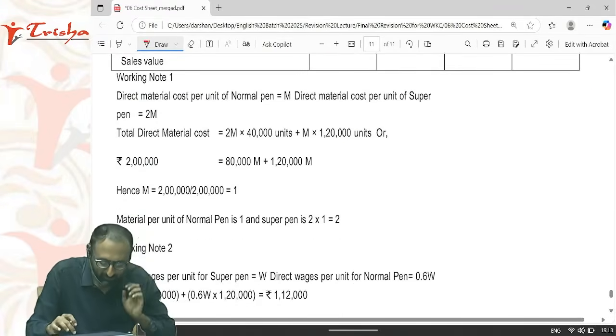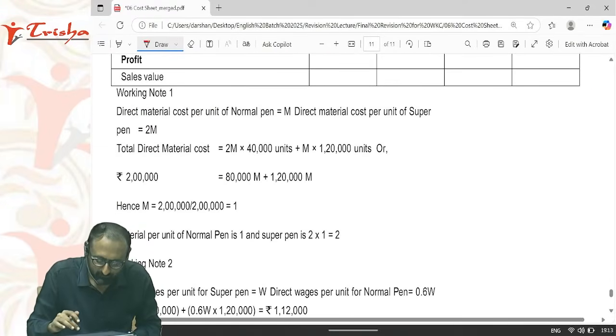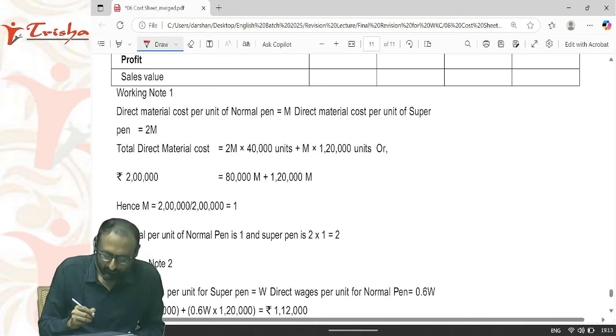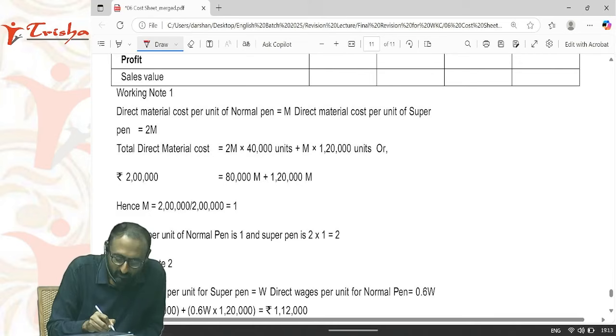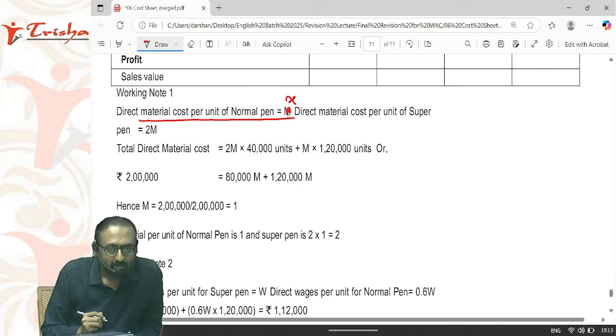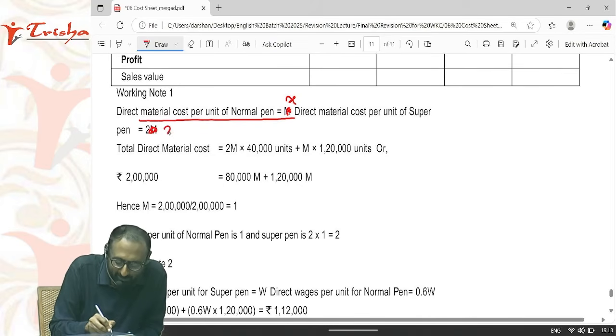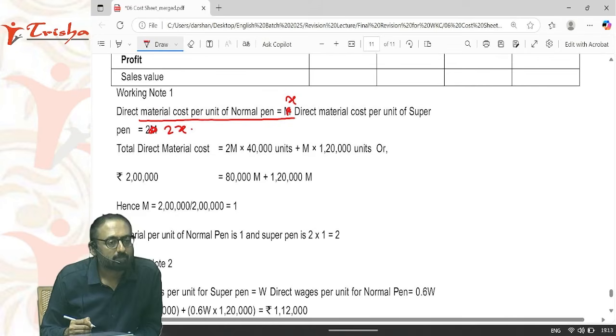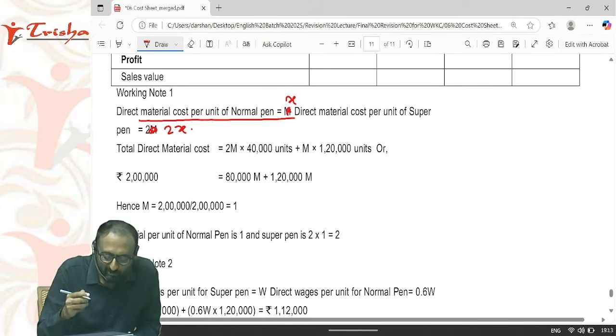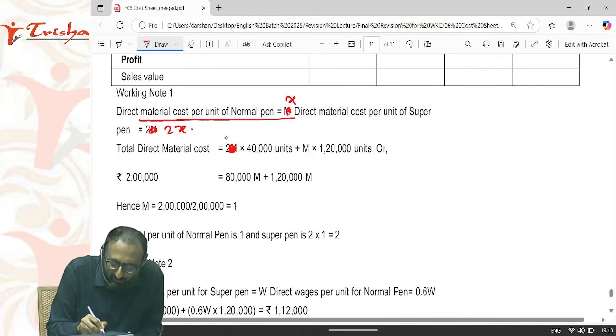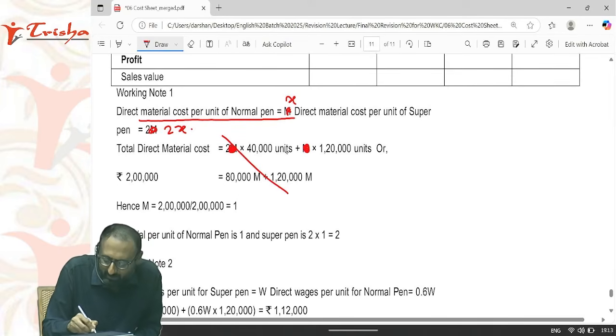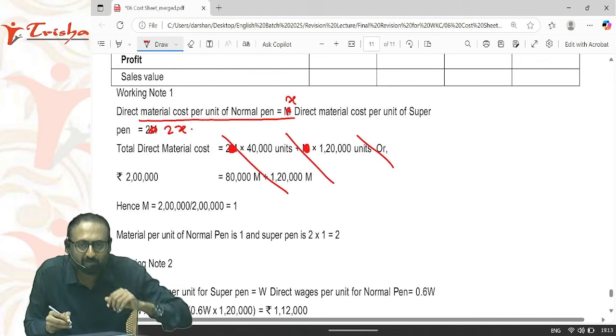So everyone please concentrate. I will assume direct material cost per pen of normal pen as x. Super pen will be 2x. Correct? Yes or no? How much quantity of normal pen is produced, and how much quantity of super pen is produced? Tell me the equation. What will be the equation?